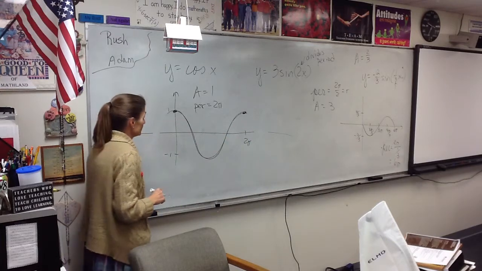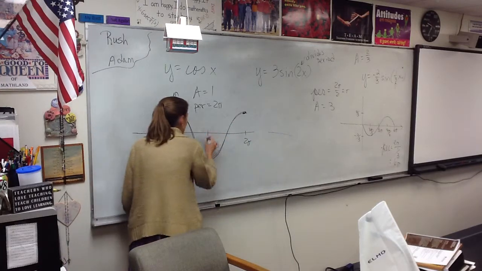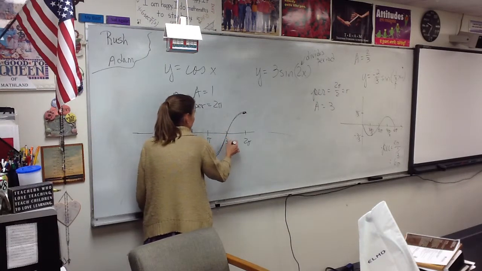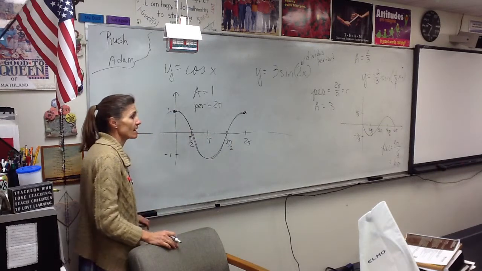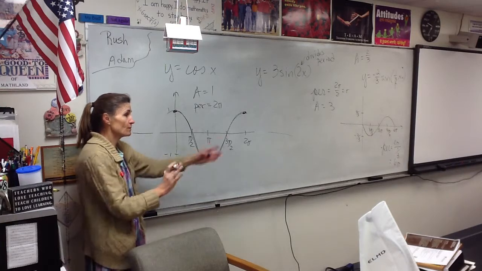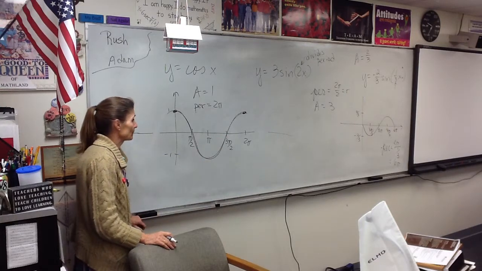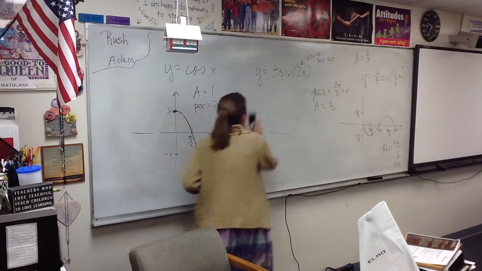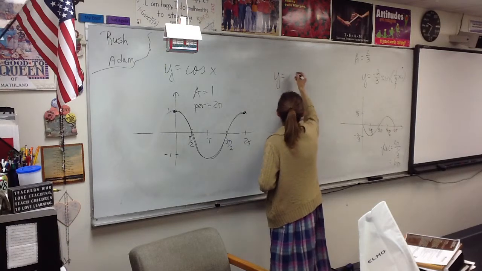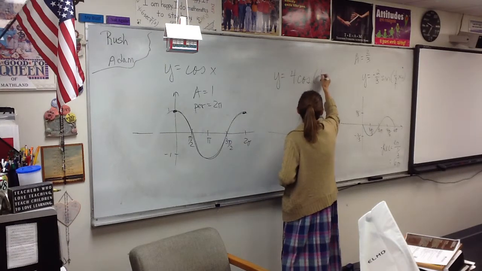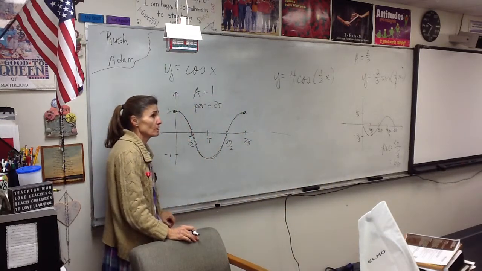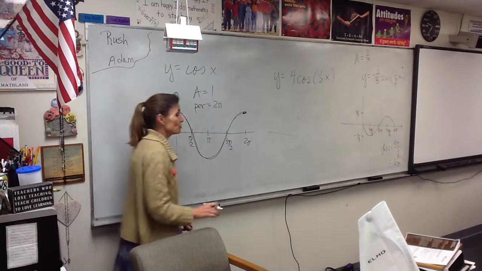So this label would be pi, halfway between. Here's your pi over 2, and here's your 3 pi over 2. Just exactly like the sine curve. Just shift it over. So if I asked you to sketch this, could you do it?